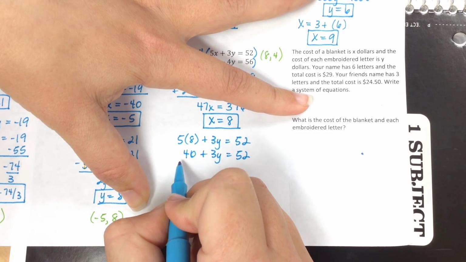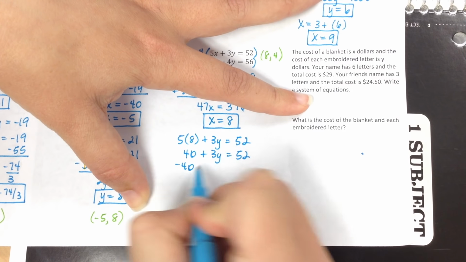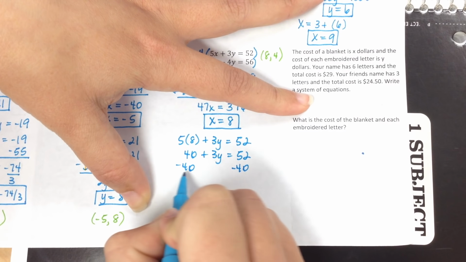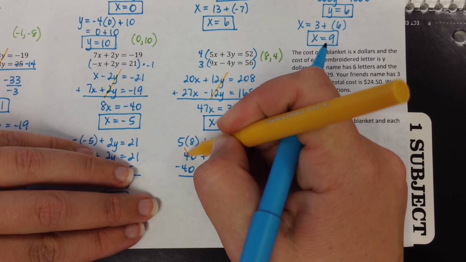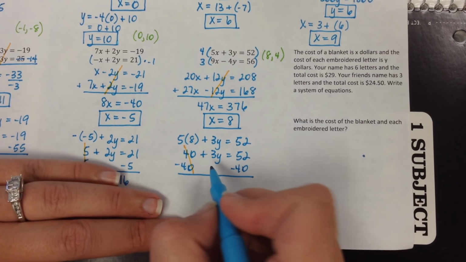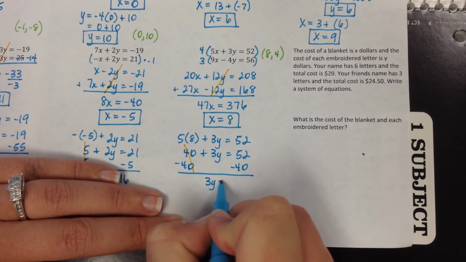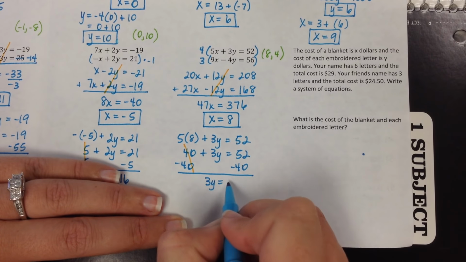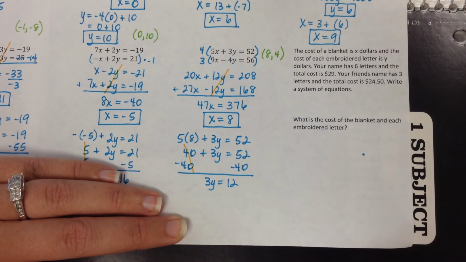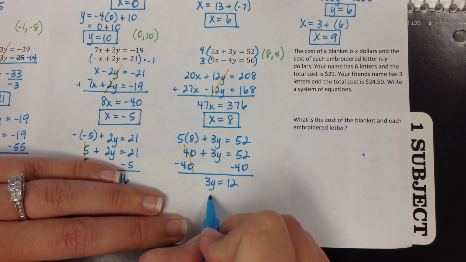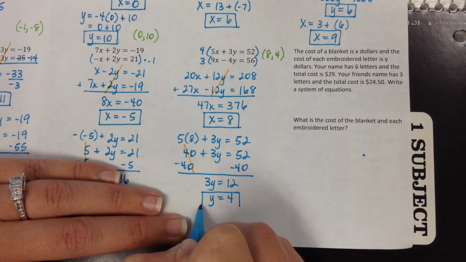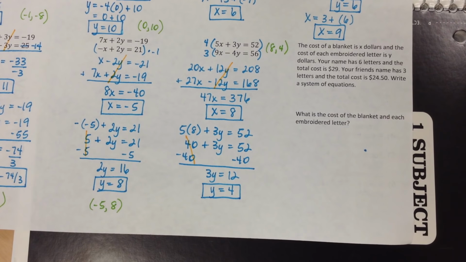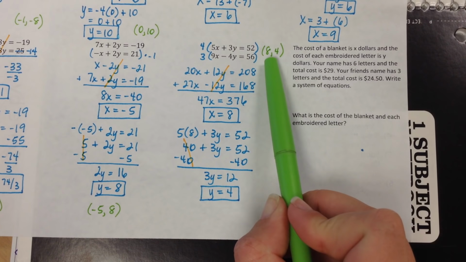We'll subtract our 40 from both sides. Forties cancel. I get 3y equals 52 minus 40, which is 12. Divide both sides by 3, y equals 4. And again, your final answer, 8 and 4.